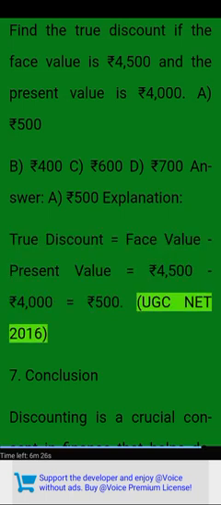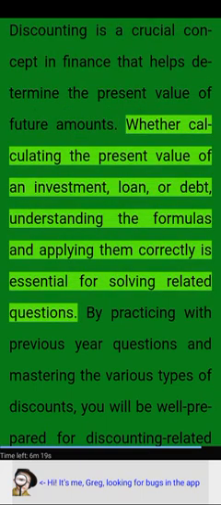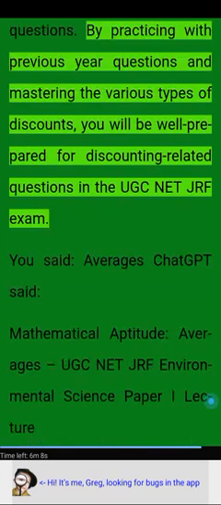UGC NET 2016. 7. Conclusion. Discounting is a crucial concept in finance that helps determine the present value of future amounts. Whether calculating the present value of an investment, loan, or debt, understanding the formulas and applying them correctly is essential for solving related questions. By practicing with previous year questions and mastering the various types of discounts, you will be well prepared for discounting related questions in the UGC NET JRF exam.